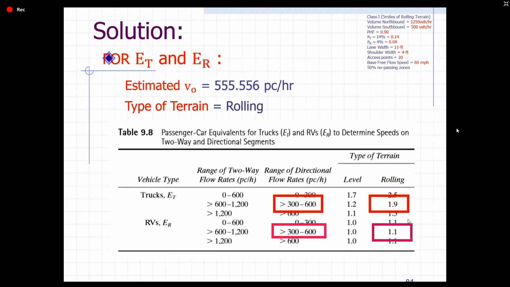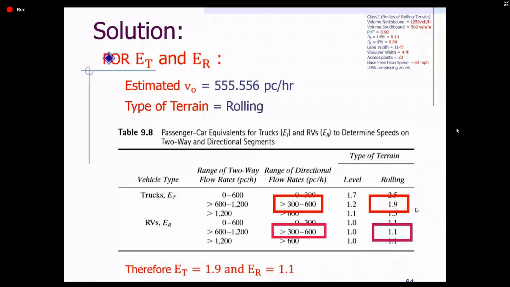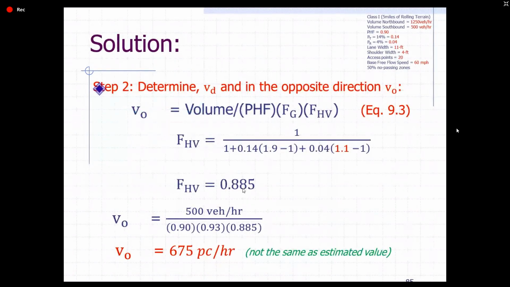Nauna yung PowerPoint natin. So, yan. Ito yung values natin, 1.9 and 1.0. So, knowing yung mga value natin, substitute lang natin. So, most likely, hindi rin lang tayo magpapareho ng sagot. Kung makikita nyo, mostly 3 decimal yung mga nagamit ko. So, this is 675. It is not the same. So, okay na tayo sa V sub O at saka V sub D. Ang problema lang natin is yung factor with respect to no passing zones.